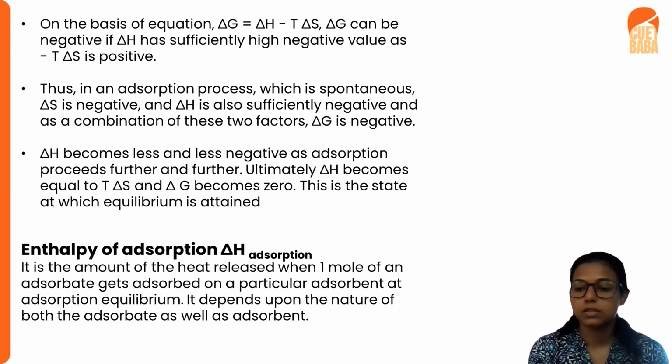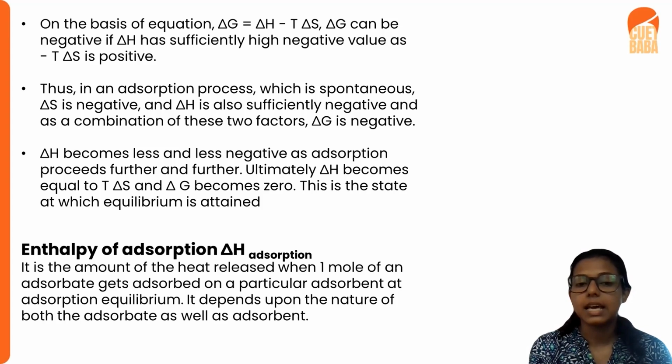For an adsorption process, we know that delta H will be negative and delta S will also be negative. In order for that process to be spontaneous, delta H should be highly negative. That will compensate the product T delta S. Since delta S is negative, T delta S will be negative, and when the negative sign of the equation is added, it becomes positive. So in order for an adsorption process to be spontaneous, delta H should be highly negative.